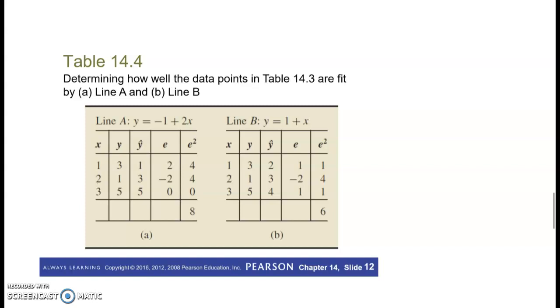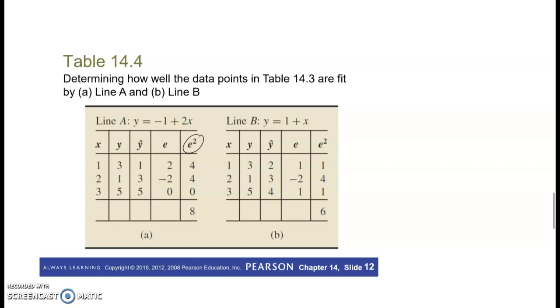The error is the difference between the actual y value and the predicted y value using the regression equation. So the error, 3 minus 1 is 2, 1 minus 3, -2, 5 minus 5 is 0. The error squared is simply taking that error and squaring it, which gives us 4, 4, 0, and 8.